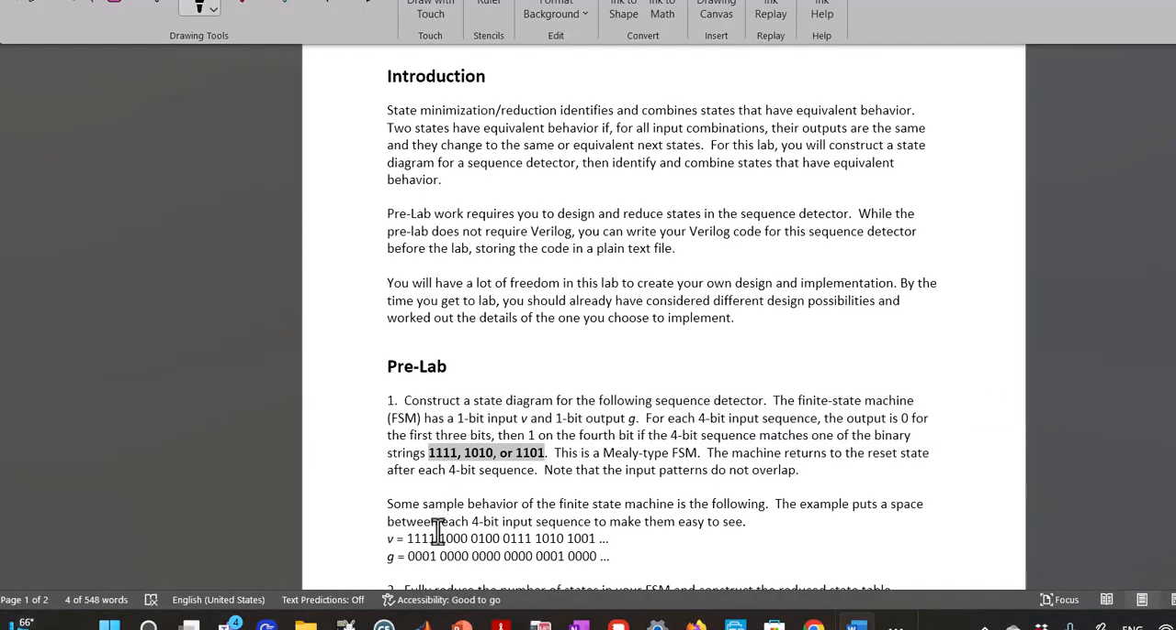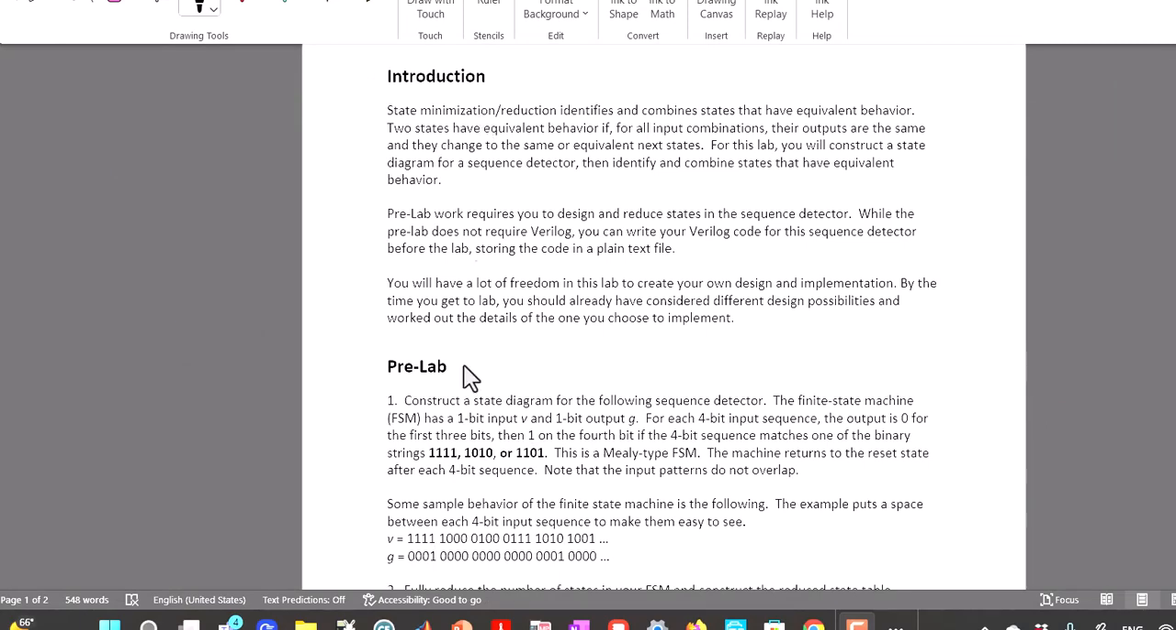There's a little example down here, and you notice that unlike some of the problems that you've had to do in class, it doesn't wrap around. Every 4 bits it starts over. So the first 4 bits are 1, 1, 1, 1. And then, so the first 3, the output is 0. So the input is V, and the output is G. And so for the first 3, the output G is 0, and then on the last one, because it does match the sequence, the output is 1.